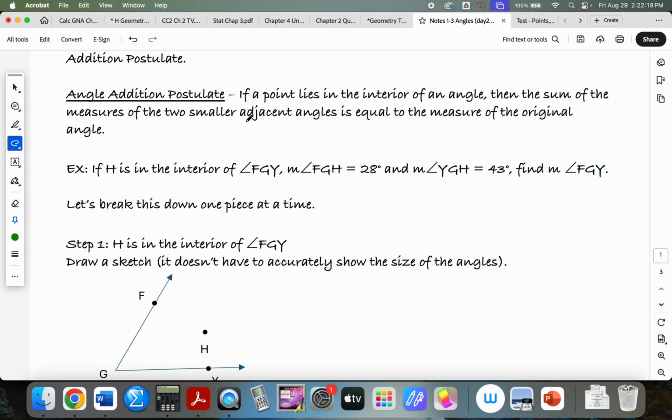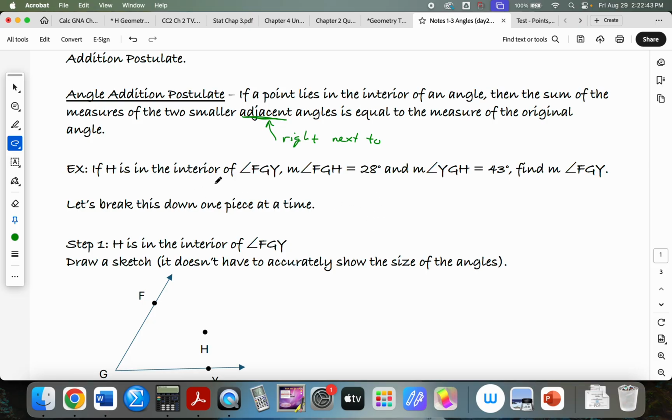So, actually, I don't know that we talked about adjacent yet. So, adjacent means right next to. We'll talk more specifically about what it means for angles to be adjacent later. There's actually a definition for it.